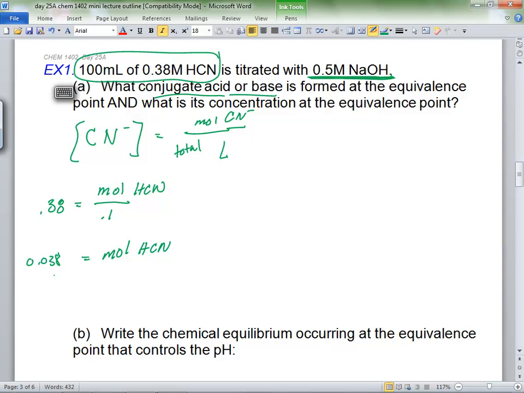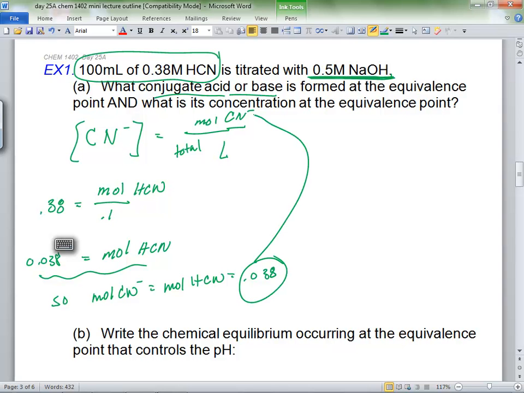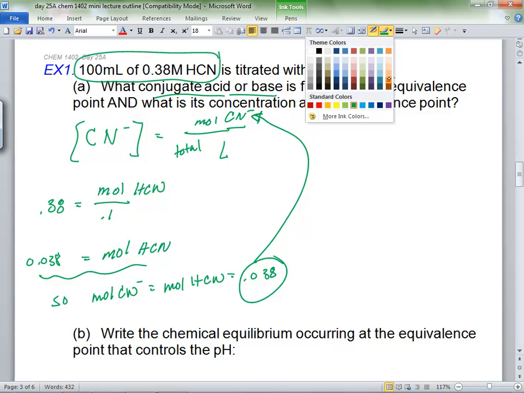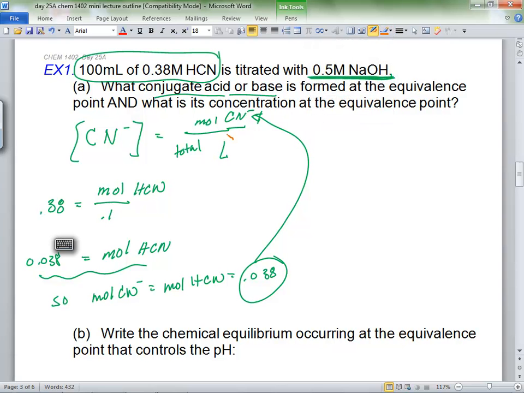Okay, but that equals 0.38. Okay, so the moles of CN minus equals the moles of HCN, which is going to be 0.038. So that we can stick right up on top. We've got that part. Now we've got to get the total liters.